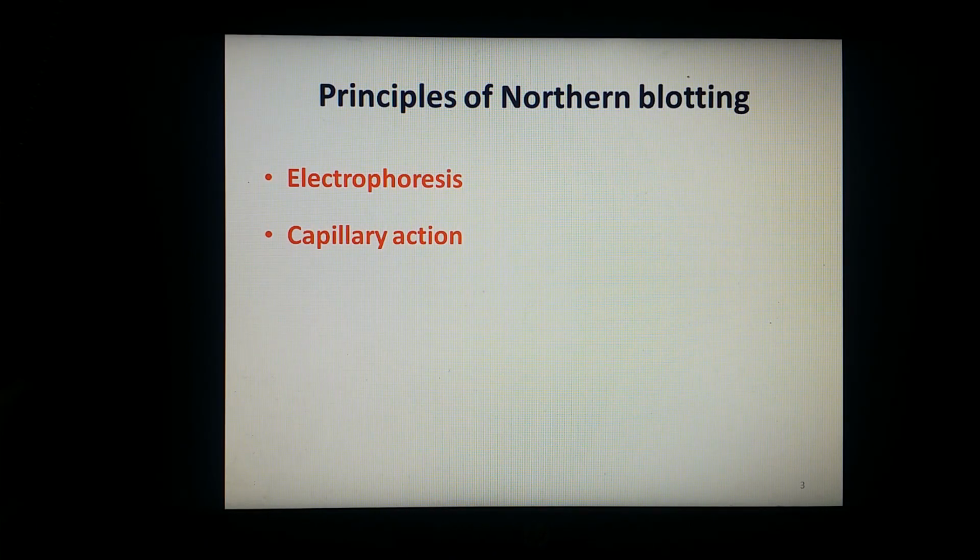Principles of northern blotting. There are basically two principles, that is electrophoresis and capillary action. Electrophoresis separates RNA on the basis of their molecular weight and type in the agarose gel, which has EtBr, an intercalating agent, in it. The second is capillary action: the RNA bands move towards the blotting paper by capillary movement, and they get entrapped in the sheet while the buffer moves ahead. So these are basically the two principles of northern blotting.